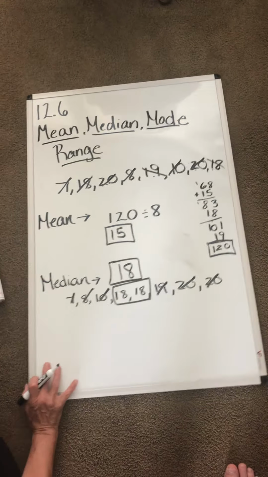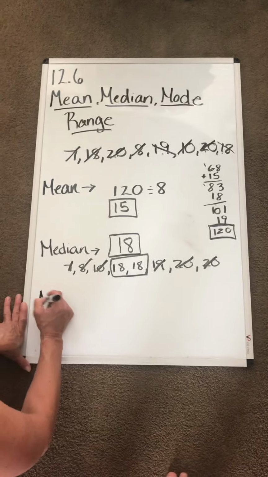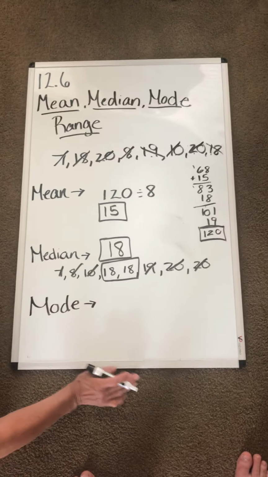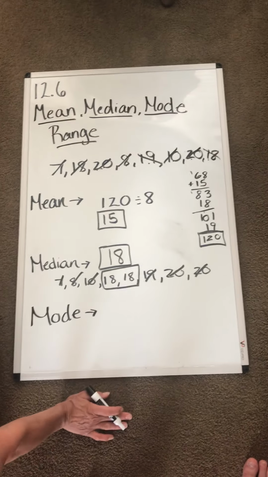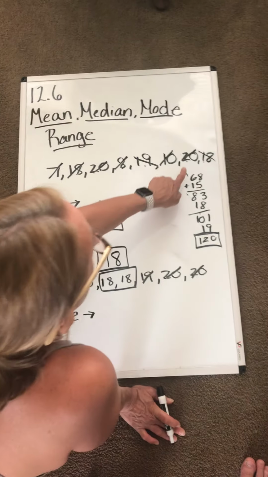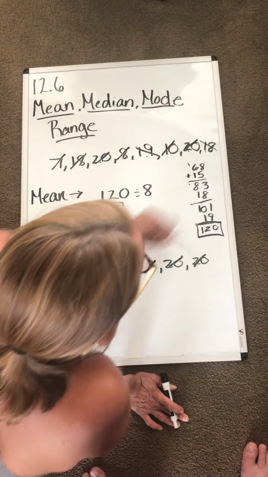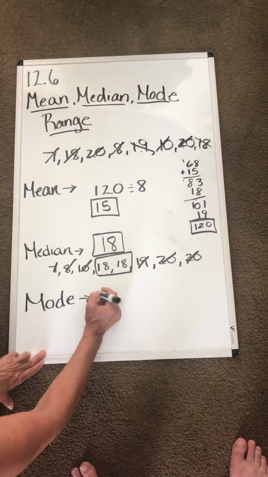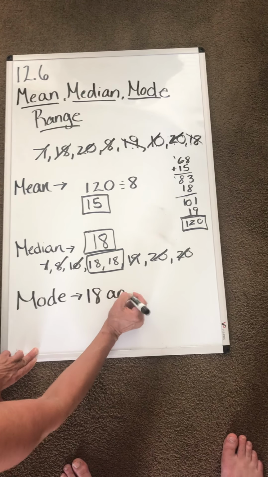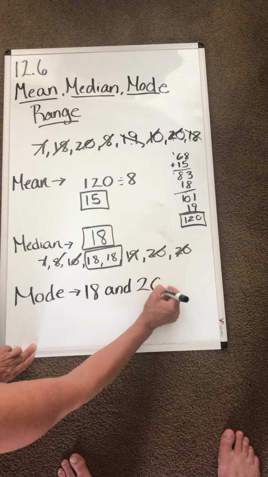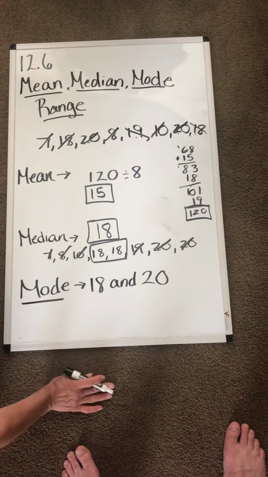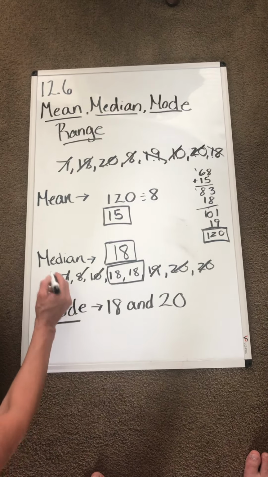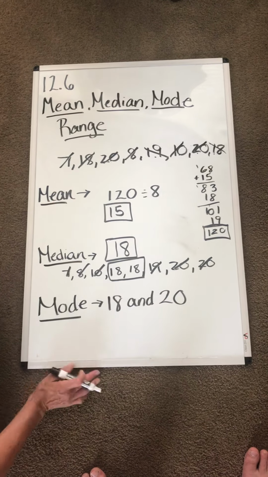Okay? The next one is your mode. And the mode is the most often seen number. So if I look back up at this set, I see that I have 2 20s and 2 18s. So my mode for this is 18 and 20. You need to remember that you can have one mode, you can have 2 modes, or you can have no modes. It just depends on your data set.